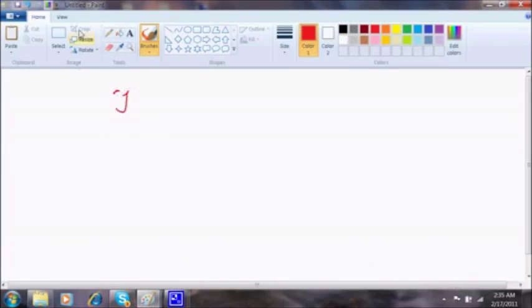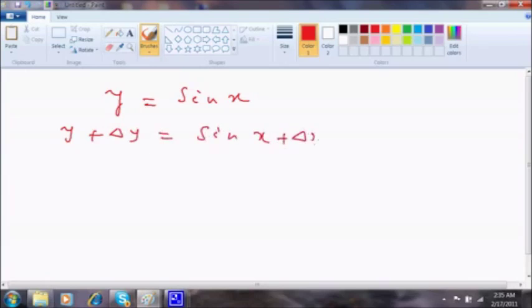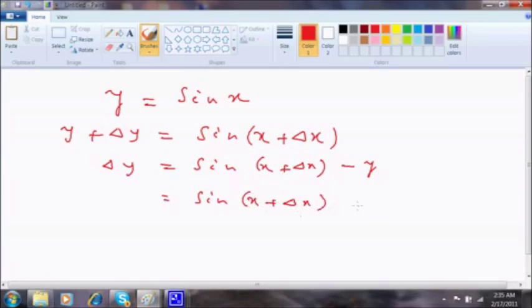So let's write y equals sin x. Now if I increase the y a bit, delta y, then x increases by delta x. So delta y is sine of x plus delta x minus y, which is sine of x plus delta x minus sin x.